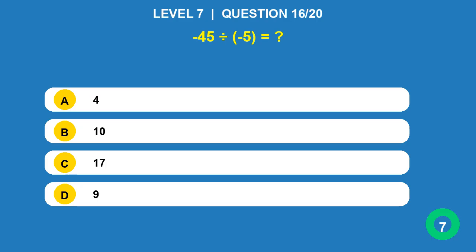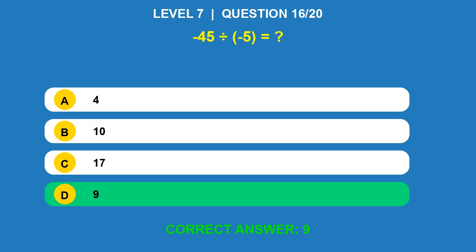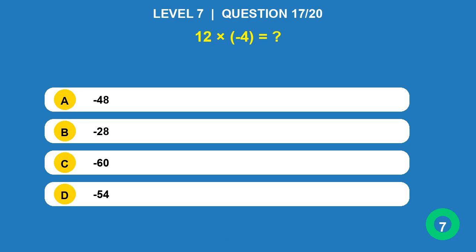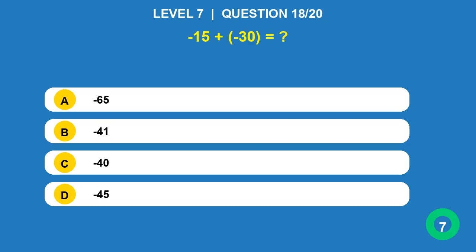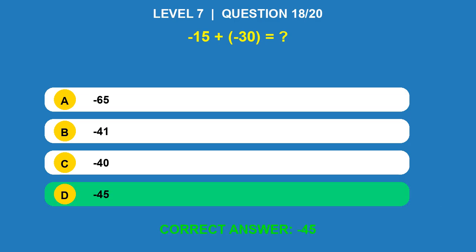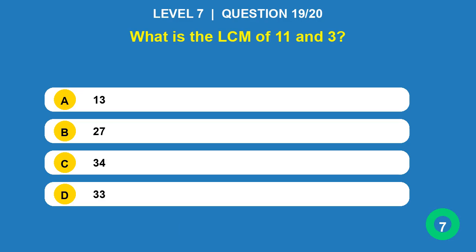Minus 45 divided by minus 5 equals? Answer is 9. 12 times minus 4 equals? Answer is minus 48. Minus 15 plus minus 30 equals? Answer is minus 45. What is the LCM of 11 and 3?